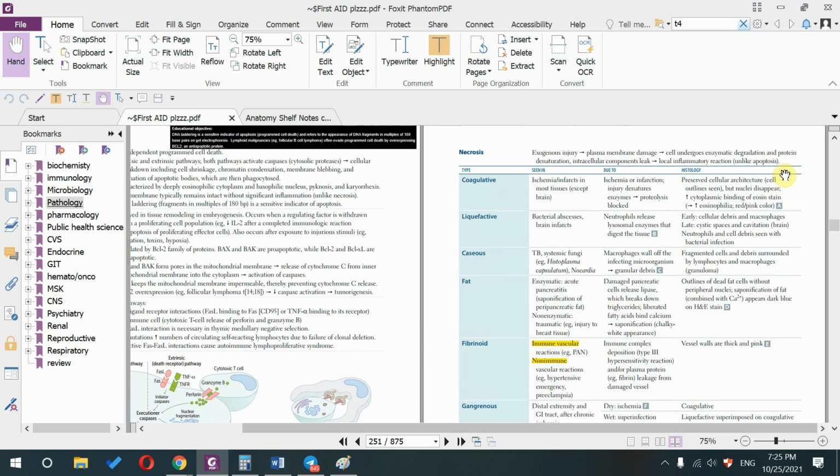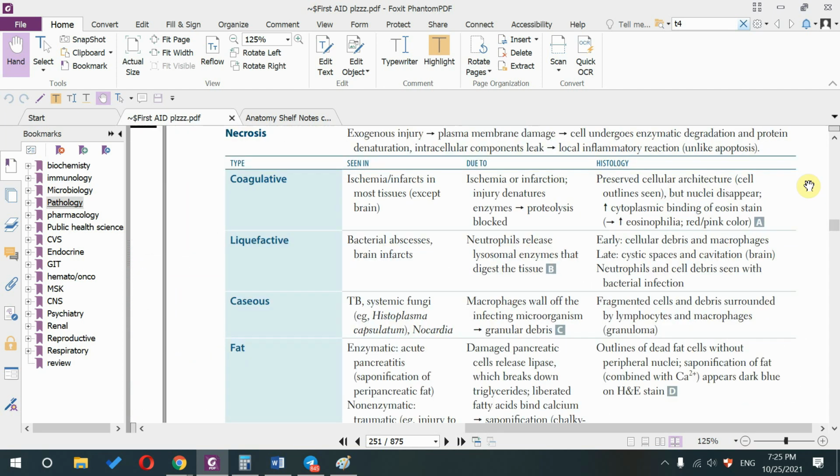Okay, let's keep going. We have liquefactive necrosis. Since we said here every tissue in our body except, correct, the brain. So it will be the brain and what else? Bacterial abscesses. Well, brain, I get it, but why bacterial abscesses? Because they have neutrophils. And the neutrophils release lysosomal enzymes that digest the tissue. You are like, okay, now I get bacterial, but I don't get the brain one. Why can the brain lead to this?